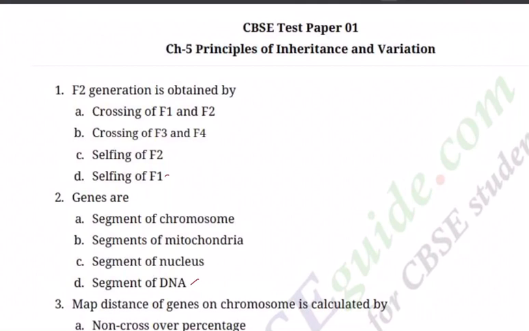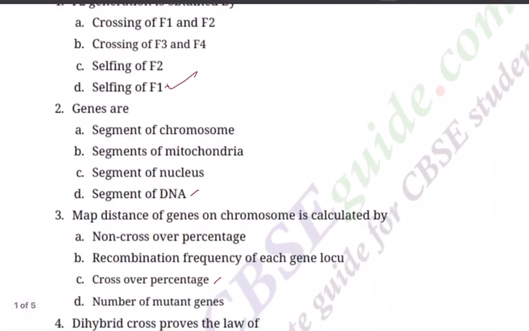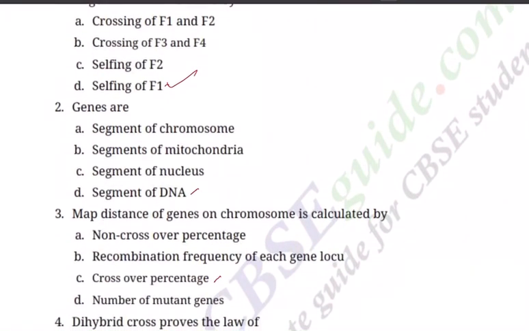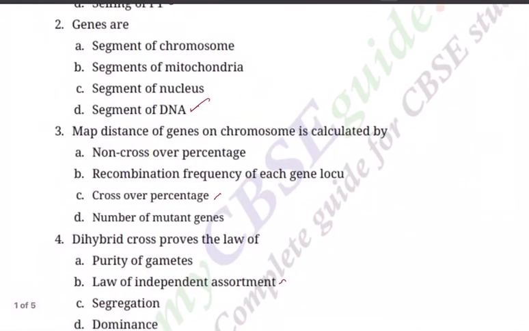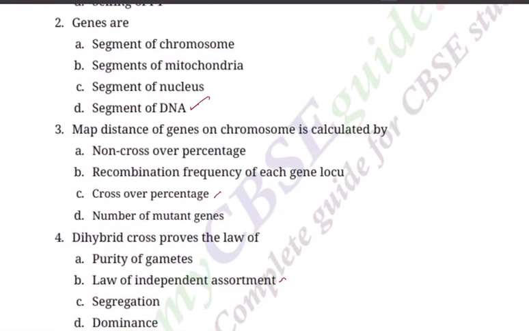Question number 1. F2 generation, filial 2, the second generation, is obtained by A, crossing of F1 and F2, B, crossing of F3 and F4, C, selfing of F2, and of course we know it is D, selfing of F1. So the answer has to be D. Question 2. Genes are A, segment of chromosome, B, segments of mitochondria, C, segment of nucleus, and of course D, segment of DNA. It has to be segment of DNA because genes are present inside the DNA. A portion of DNA is a gene.